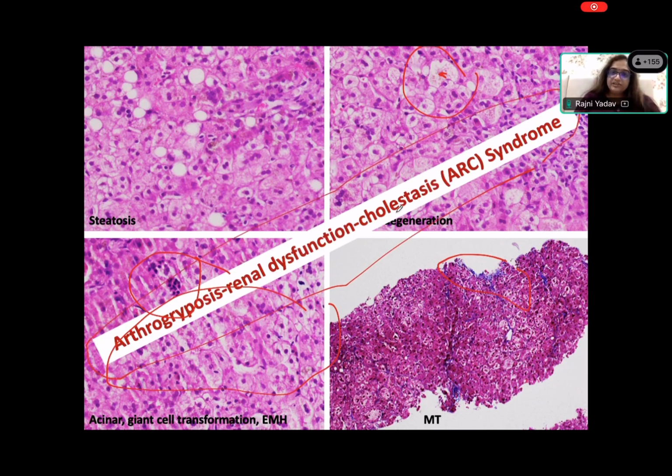So this is a syndrome which is a cause of cholestasis, and these patients tend to have renal dysfunction and arthrogryposis, so joint abnormalities. So that is very important to clinch, see, because then only you can actually guide the treatment.